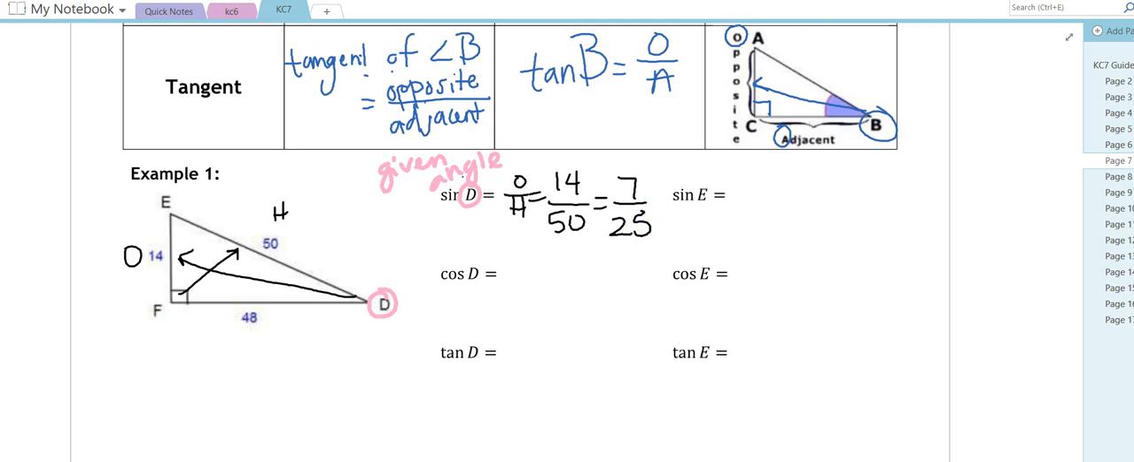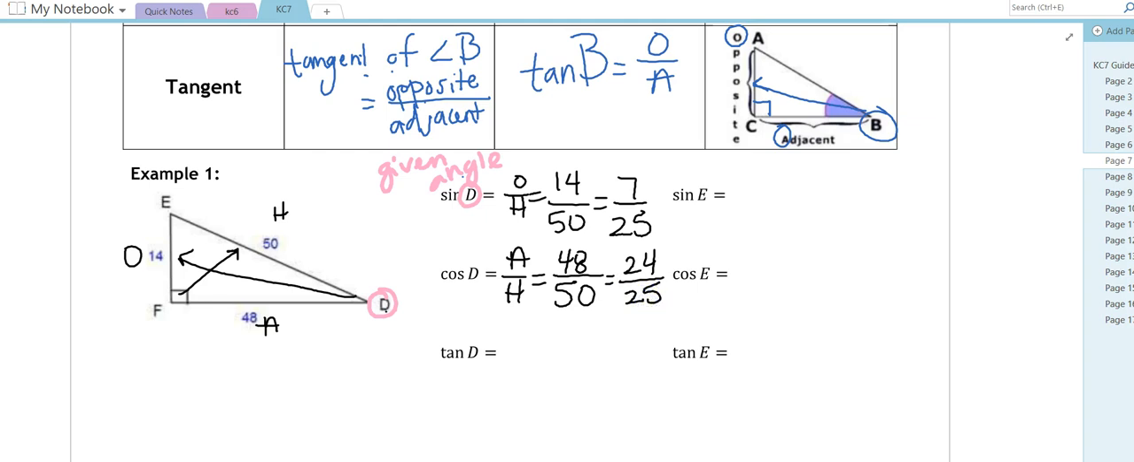All right, now I'm going to look for the cosine of D. So again, given angle, I'm still at D. Cosine is the adjacent side over H. What's nice is that I already labeled my triangle in relation to D, so I still know that my hypotenuse is 50. That does not change. Adjacent means the side that's next to. I already labeled the opposite and the hypotenuse, so the only one that's left over is my adjacent side right there, and that is going to be 48. When I simplify 48 over 50, this is going to be 24 over 25.